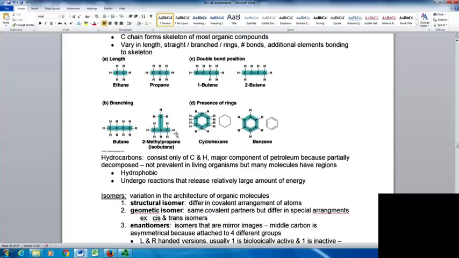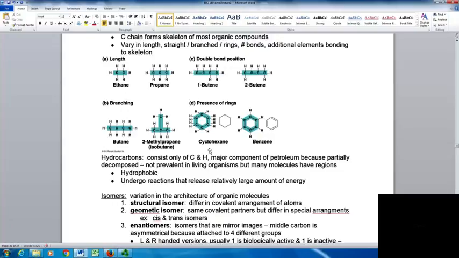When something is branching, so here we have butane that has 4 carbons. If it's branched, we can use the name isobutane is one option, where it's an alternate form, or we can use the name 2-methylpropane. So propane is the main skeleton. At carbon number 2, we have a methyl group.